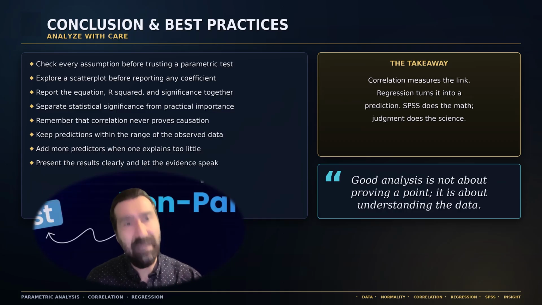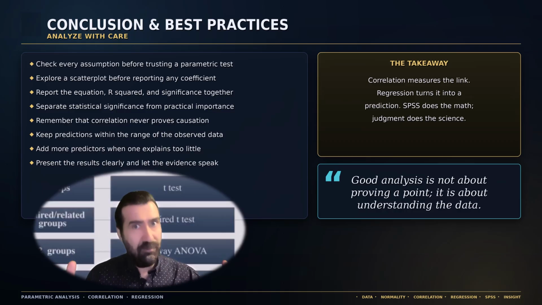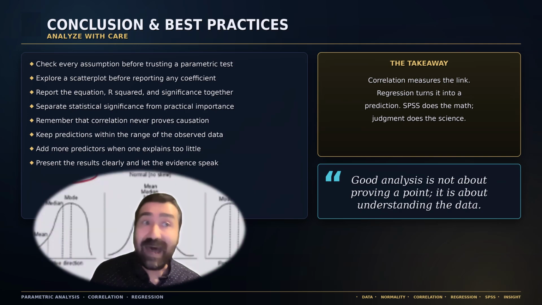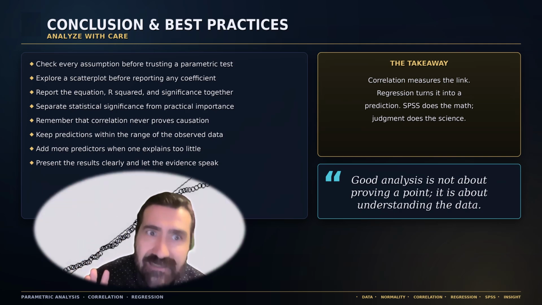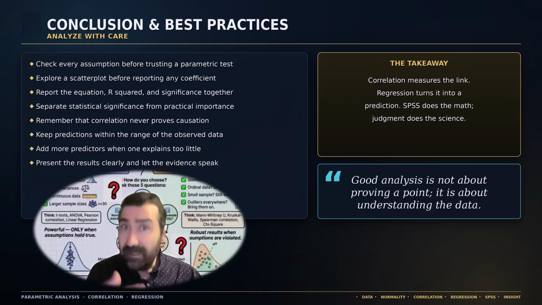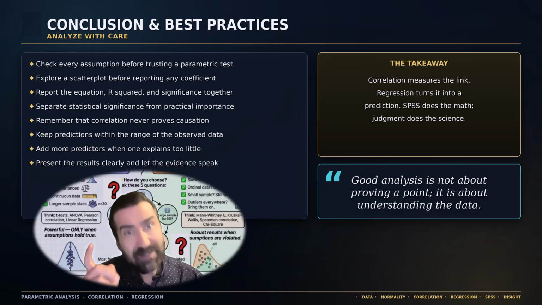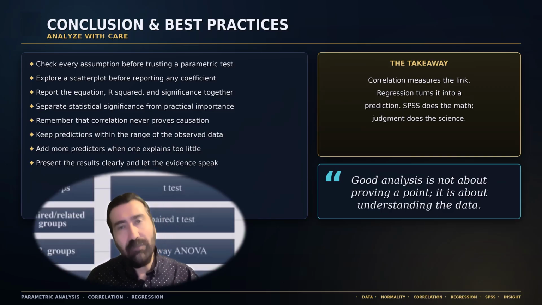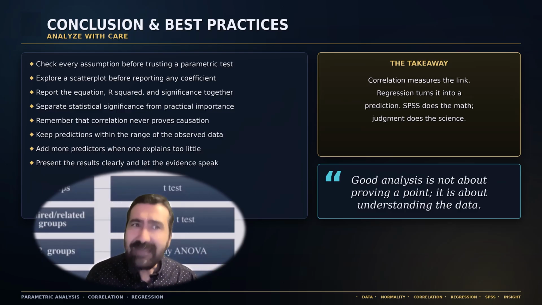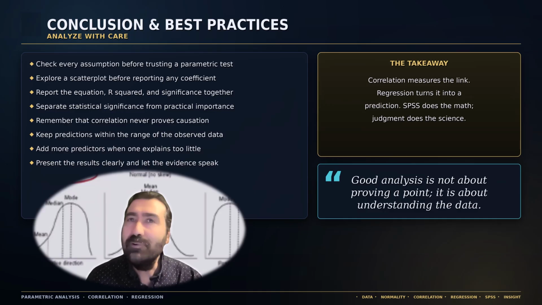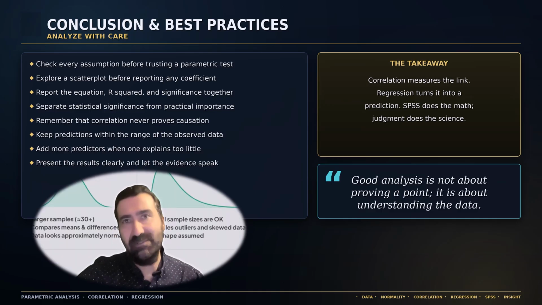And here's maybe the single most important one of all. Always remember that correlation does not prove causation. Just because two things move together does not mean that one of them is causing the other. Keep your claims honest and keep them inside the range of the data you actually collected. And when one predictor only explains a small slice of the picture, take that as your cue that the real world is more complicated, and that maybe you need a few more variables in the story.